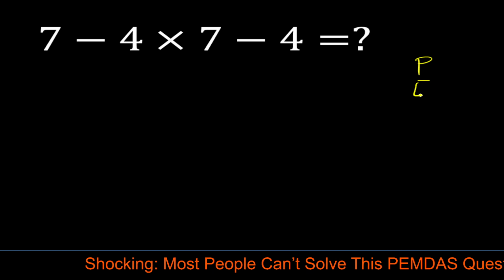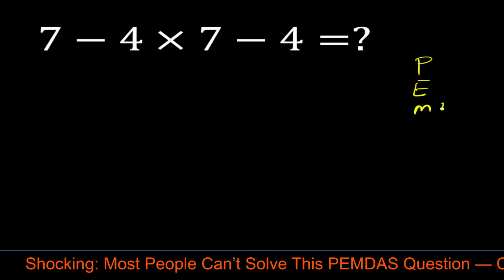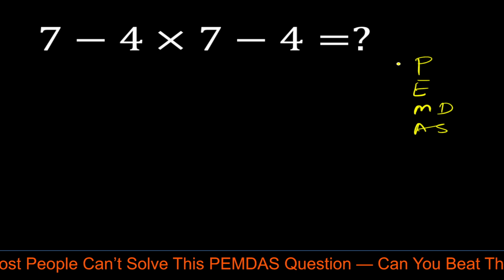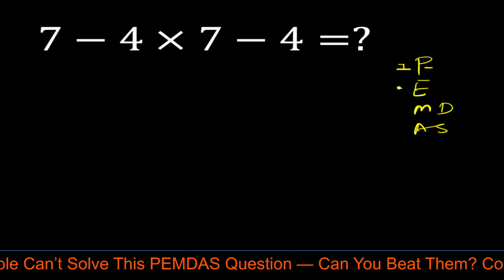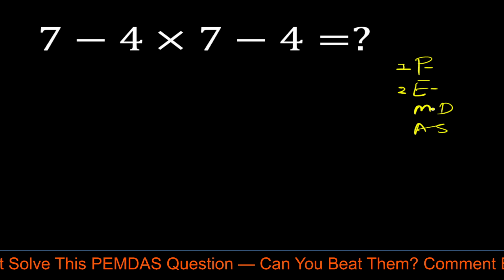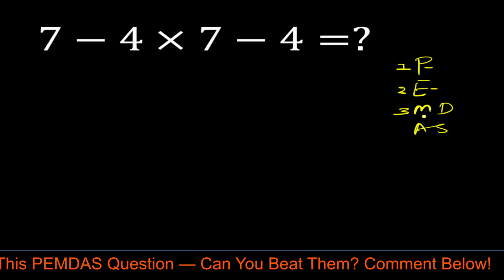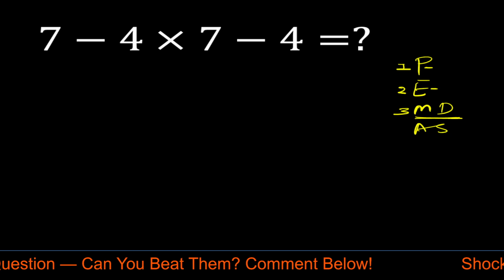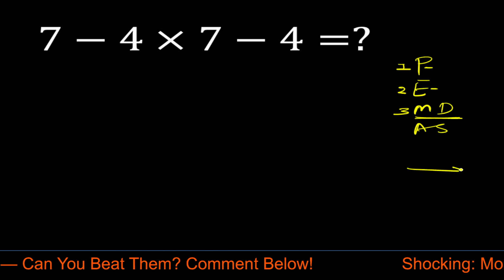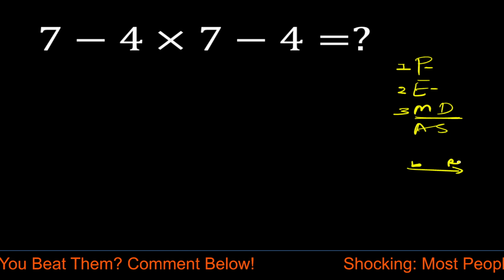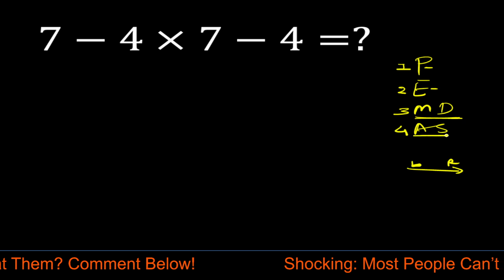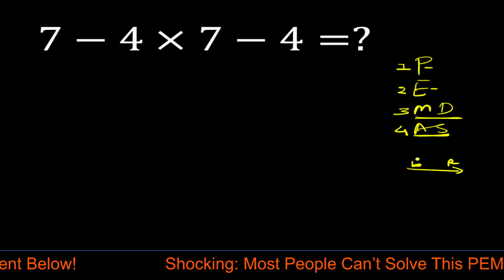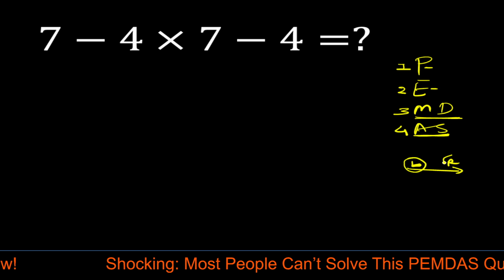PEMDAS, P-E-M-D-A-S. According to PEMDAS, first priority is parentheses, and second priority is exponents, then third priority is multiplication and division. Here multiplication and division both have equal priority, so we have to solve it from left to right. Then fourth and last priority is addition and subtraction. Also addition and subtraction both have equal priority, so we have to solve it from left to right.